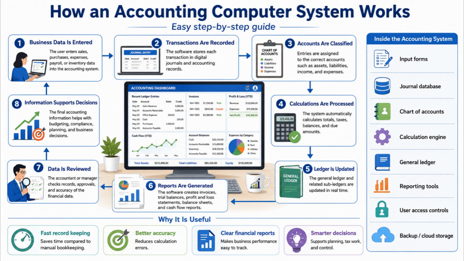Then, the accountant or manager reviews the data. They check records, approvals, balances, and the accuracy of financial information. This review step is important because it helps detect mistakes, missing entries, unusual transactions, or compliance issues before final decisions are made. Finally, the accounting information supports business decisions.